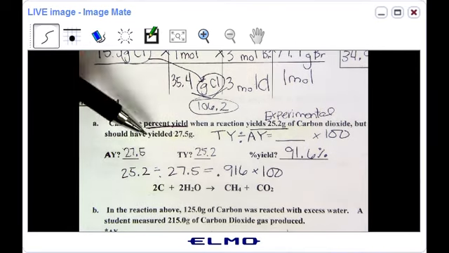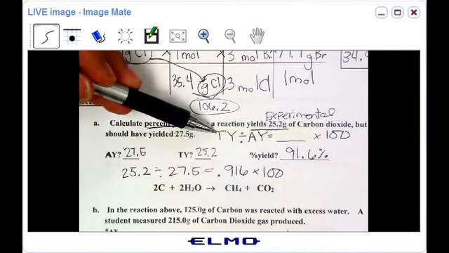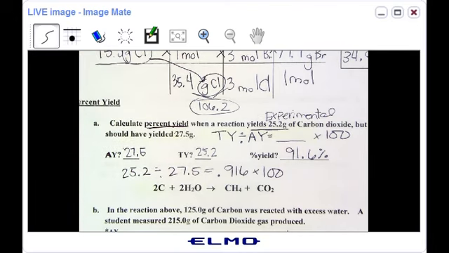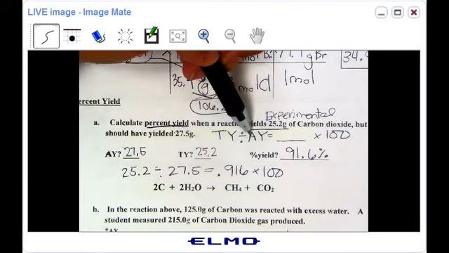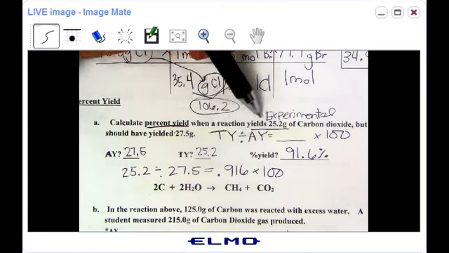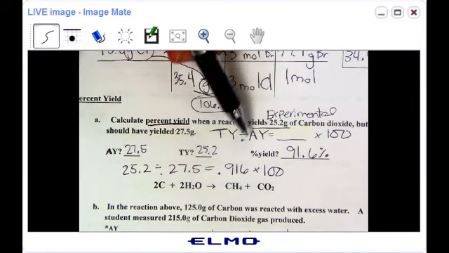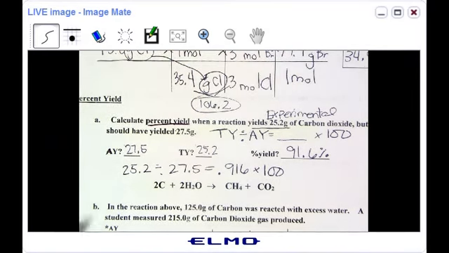Okay, again, to get the percent yield, it's going to be your theoretical yield divided by your actual yield. The actual yield is what it should be. The theoretical yield, you can consider it the experimental yield. That is what you ended up with. Actual is what it should be.